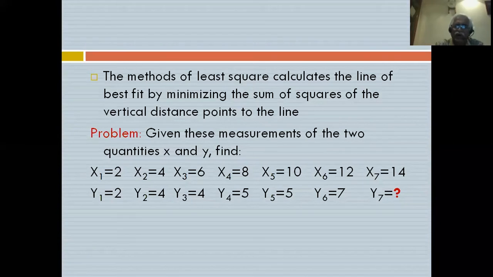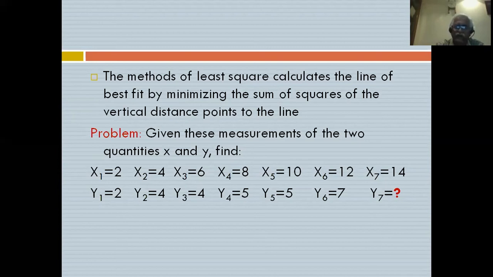The method of least squares calculates the line of best fit by minimizing the sum of squares of the vertical distances from the points to the line. Vertical distance means the line is moving upward or downward, and the vertical distance to the position of the points is to be minimized, by minimizing the sum of squares. I have already explained this to you.